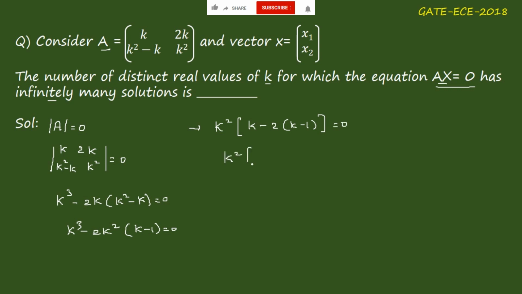Let us say k squared into k minus 2 should be equal to 0, right? So we can say that one of the values of k is from k squared equal to 0, so k can be equal to 0. The other value is from the other factor equal to 0, so minus k plus 2 equal to 0, then k is equal to 2, right? They are asking for the distinct real values of k, which can be 0 or 2. Then we have infinitely many solutions. So the answer is option 2.